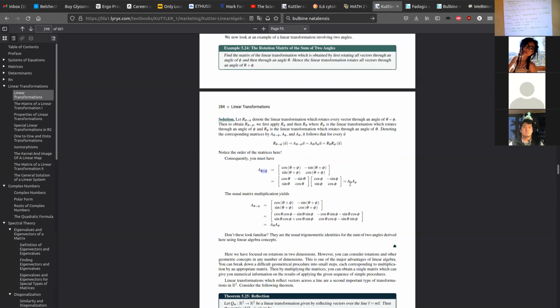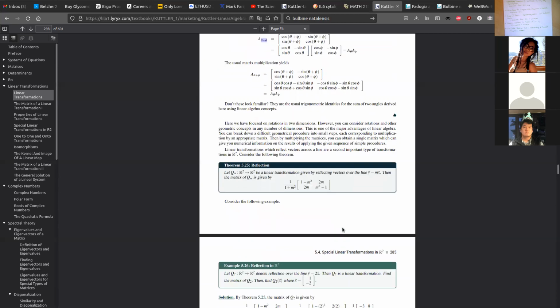But this should be the same as rotating by phi and then rotating by theta. And that is going to be given by matrix multiplication. And so if you multiply those two out, you can equate component to component, and you'll get the formulas for the angle sum formulas and angle difference if you'd like. So pretty important result there. Maybe we'll try to get to that in class and derive it a little better.